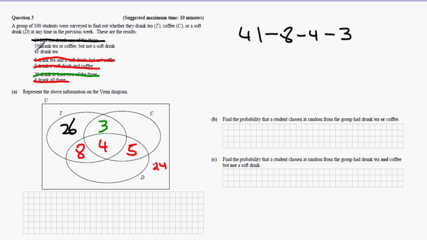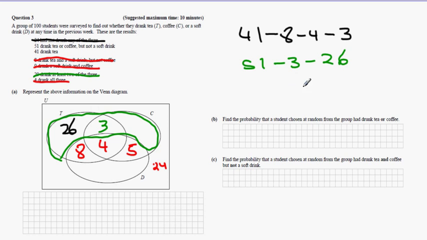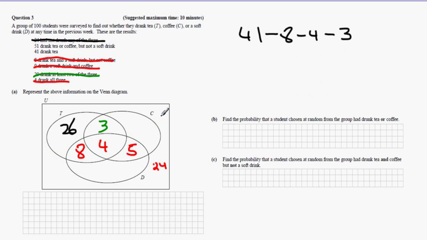Now we're told that 51 drank tea or coffee but not a soft drink. So this area in here has to add up to 51. So it's going to be 51 take away 3 take away 26, and that gets us 22. Okay, so that there is 22. And then finally we're missing one letter left, and this is the letter we're missing.